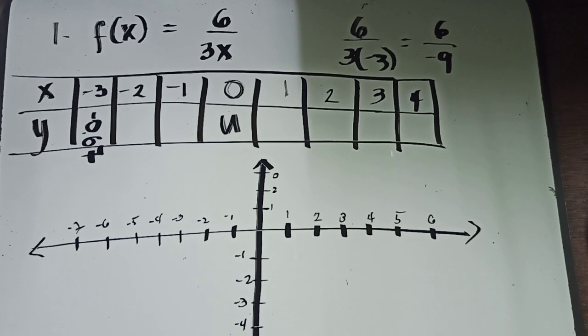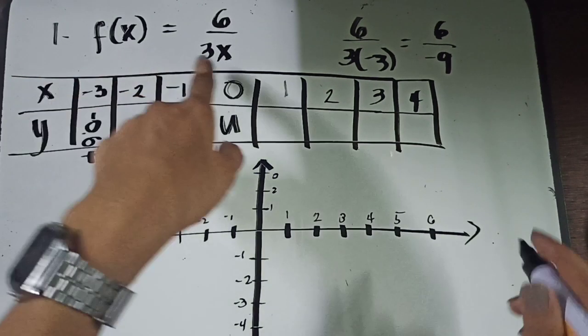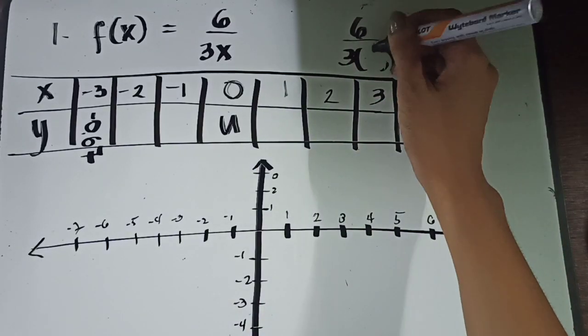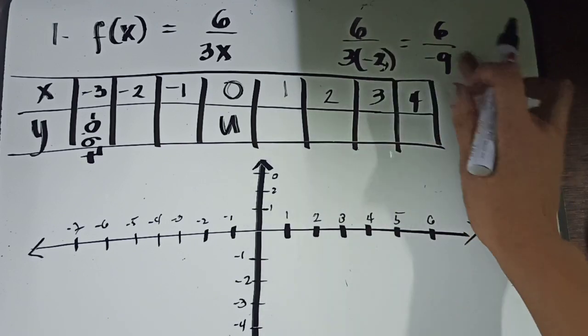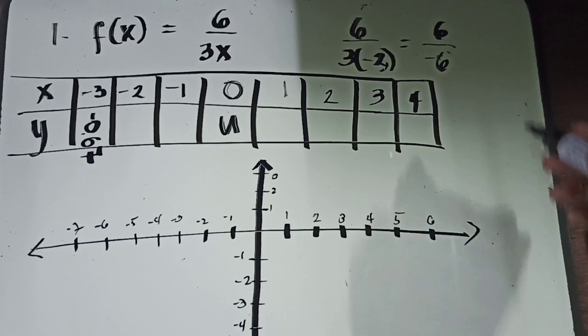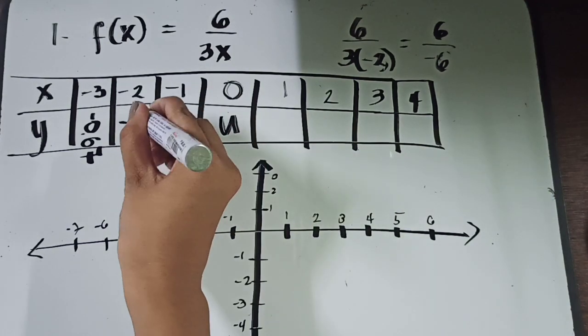Okay, so next, what if the value of x is negative 2? So what will be the value of our y? So if the value of x is negative 2, that will become 6 over 3 multiplied by negative 2. So 6 over 3 multiplied by negative 2 is negative 6. And 6 divided by negative 6 is negative 1.